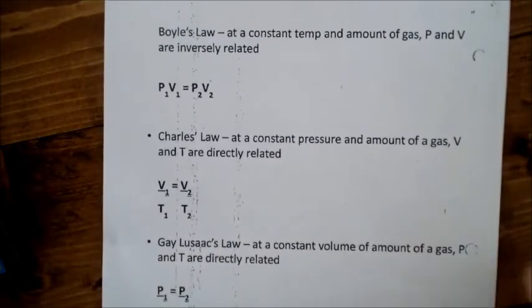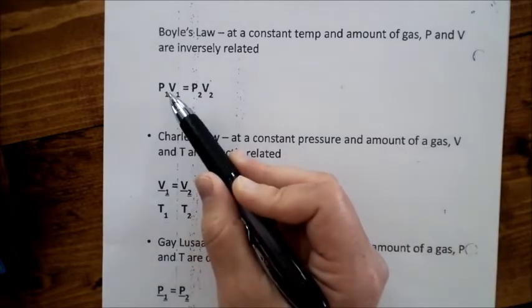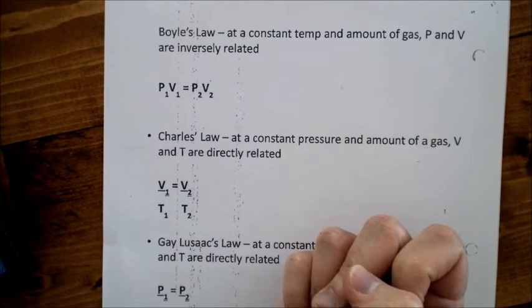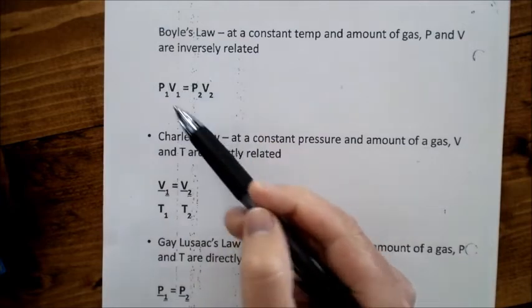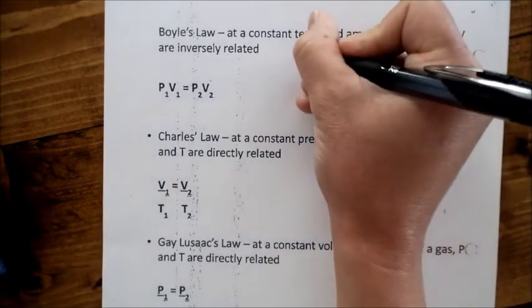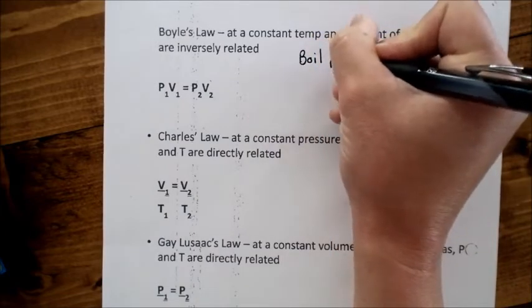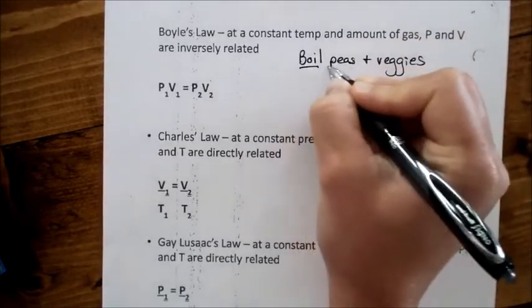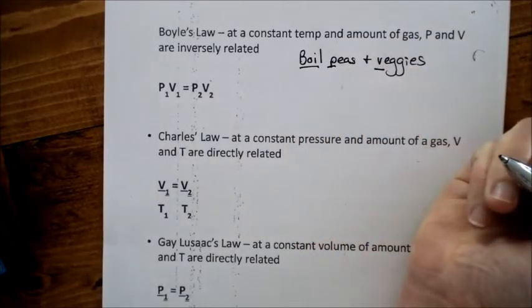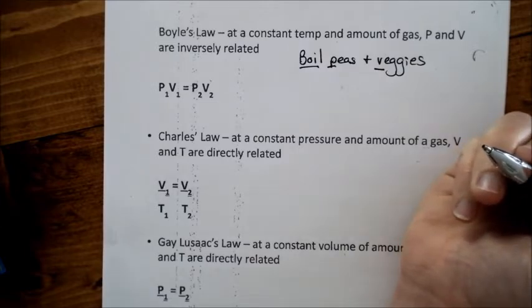So Boyle's law up at the top. Boyle's law is the relationship between pressure and volume. And this is if you're ever comparing initial conditions to final conditions. So an initial pressure and an initial volume to a final pressure and a final volume. Now, the way you can remember that Boyle's law has to do with pressure and volume, you can think of this little acronym. You boil peas and veggies. So boil, P, and V. Boil peas and veggies. And I'm going to give you a few practical examples of this.